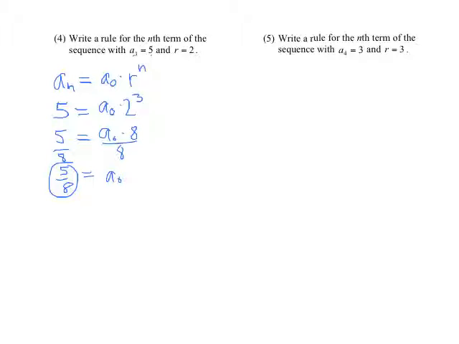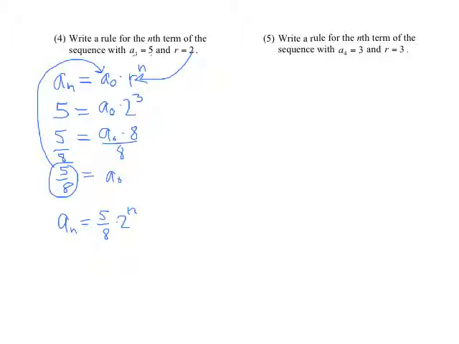And so that number by itself isn't our answer, but when we put that number into our template and the number 2 into our template, then we've got an equation. an is equal to 5/8 times 2 to the nth power.